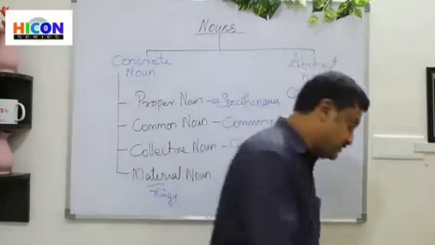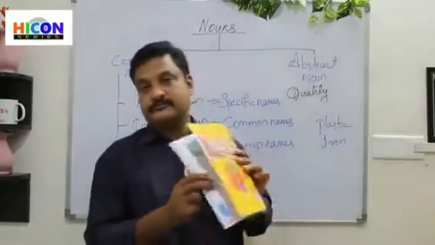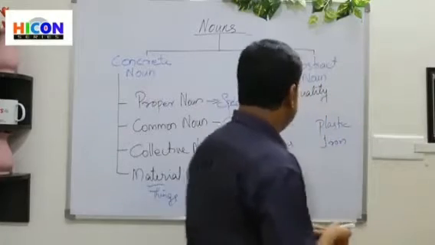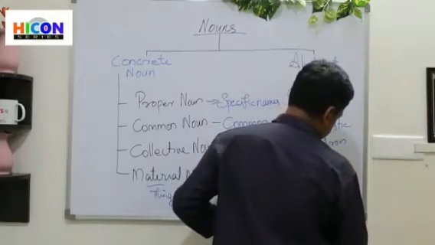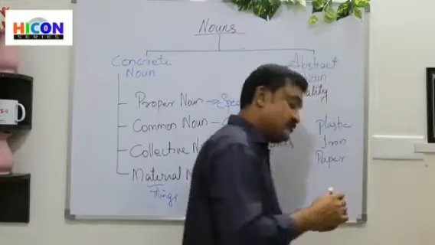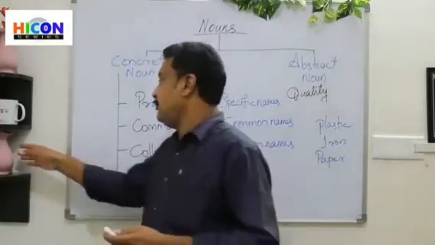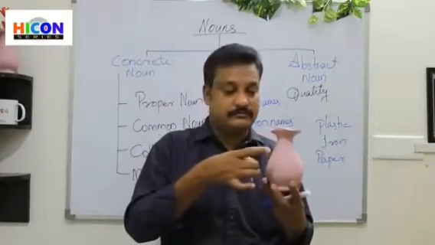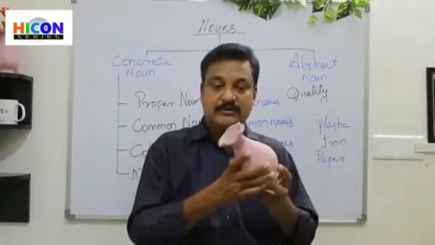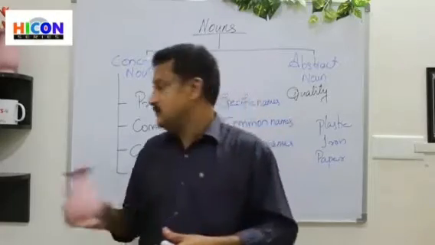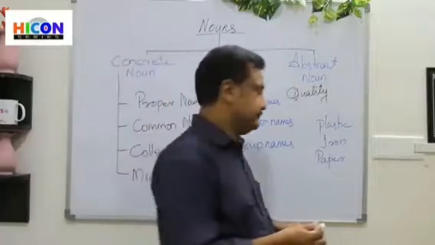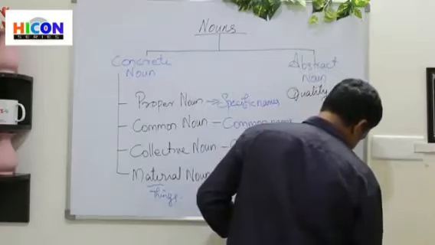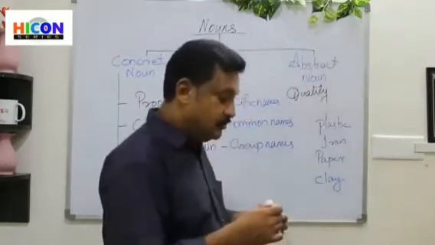If I think about this particular book, what is this made up of? A book is made up of paper. If I think about this particular vase, this flower vase, what is used for making this vase? Yeah, we use mud, clay. Isn't it?